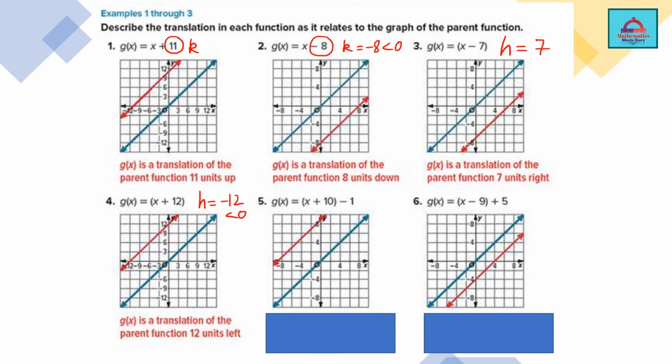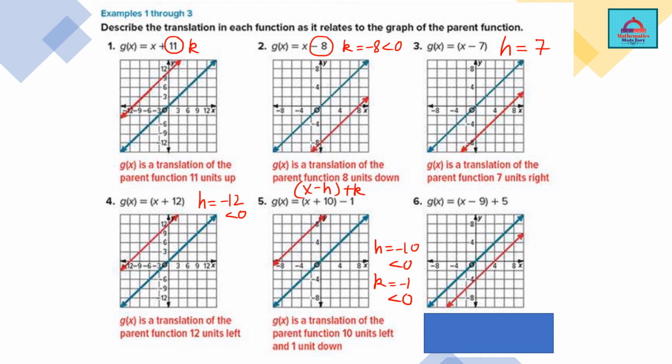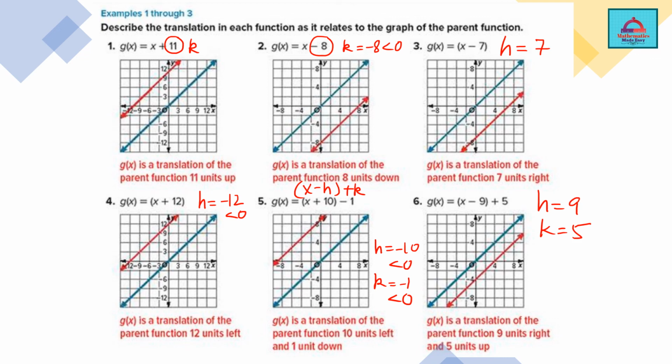Next is a combination of horizontal and vertical. So you compare with x minus h plus k. So your h is minus 10, which is negative, and your k is also negative. So both are negative, so it is going to move down by 1 unit and to the left by 10 units. Again, for this one, your h is 9, your k is 5, both are positive. So the graph is going to move up by 5 units and right by 9 units. That's how you solve these questions on translation, vertical and horizontal.